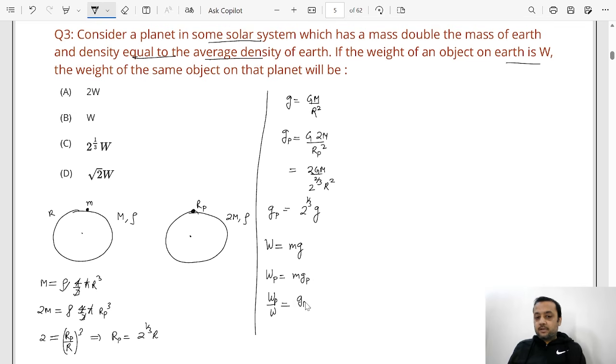So you can see that wp upon w will be gp upon g, gravity of planet upon gravity of Earth, and that value we know is 2 to the power 1 by 3. That means weight on this planet will be 2 to the power 1 by 3 into w. That means option C will be the correct answer for this question. I hope you would have understood.